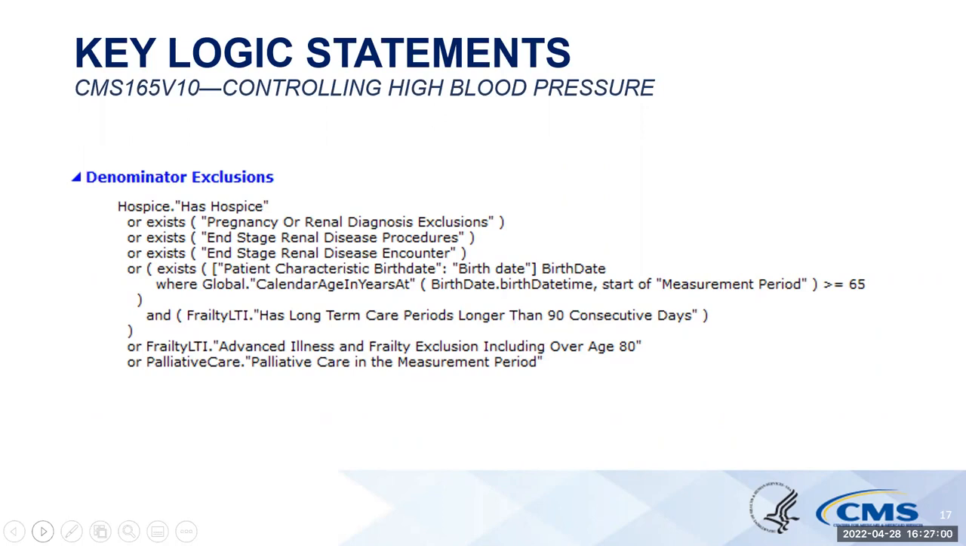The new value set related to palliative care is also used across multiple measures, and we've received questions asking if orders or diagnosis are acceptable. Currently, intervention performed, assessment performed, and encounter performed is required by the logic to meet that denominator exclusion. So orders or diagnosis would not be acceptable.